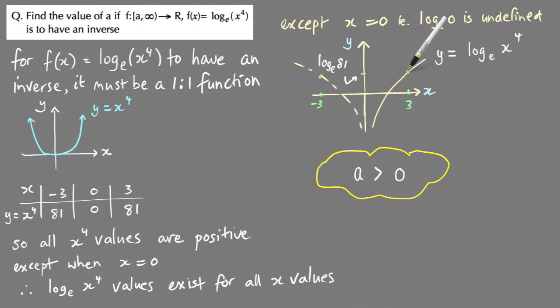So this point here is just a mirror image of this point here, and that's going to happen for every single point on this curve. You end up with a mirror image of this part of the graph on this side of the y-axis. Both of these parts make up the graph of y equals log e of x to the 4. However, it's not a one-to-one graph, because if you do the horizontal line test, it cuts in two places. So you have to get rid of one of these parts of the graph.